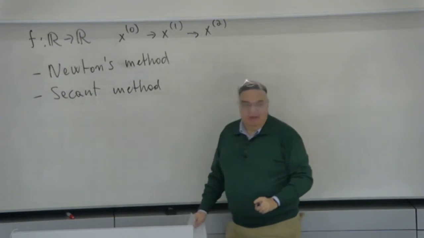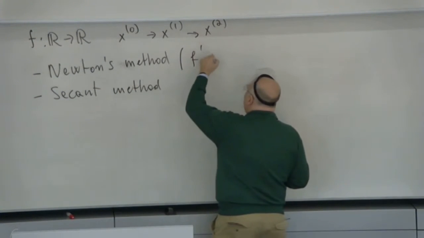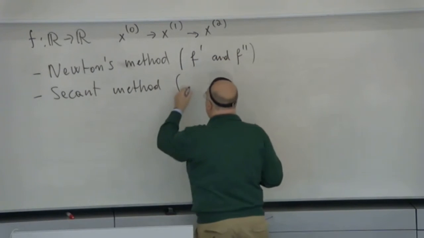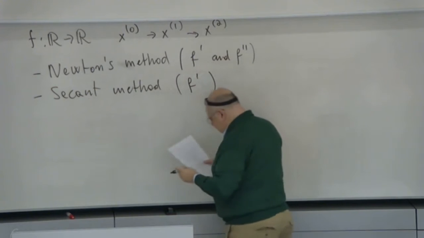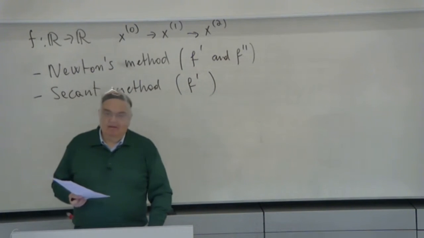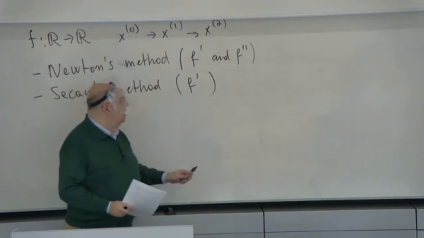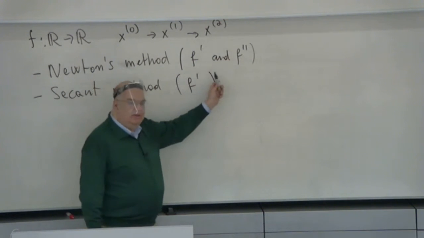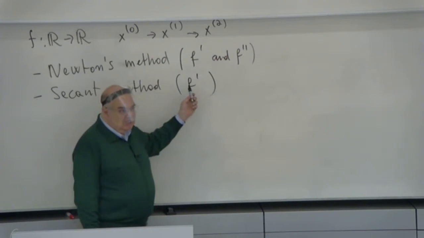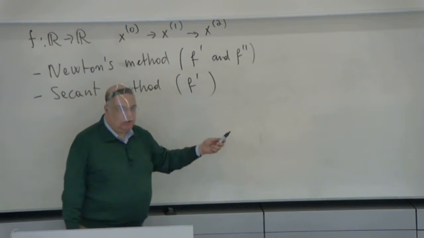The big difference between the two methods is this one. Newton method uses f prime and the second derivative, while secant method uses just f prime. And well, for a one variable function, using two pieces of information or one is not that big an issue, because essentially computing the derivative or the second derivative is just one computation.